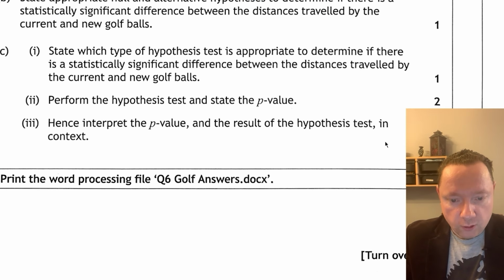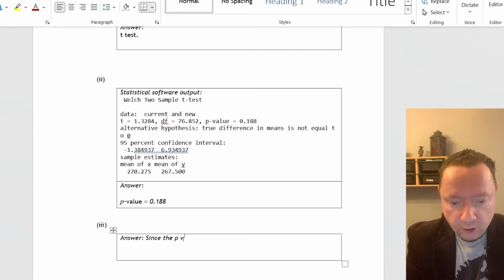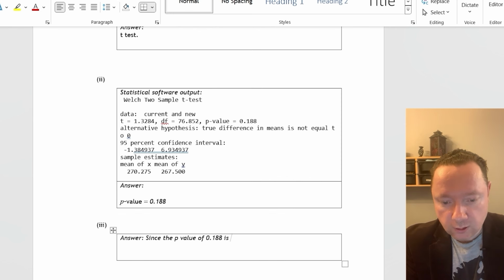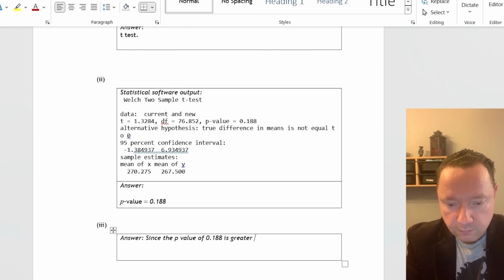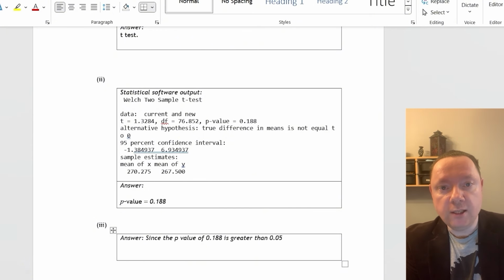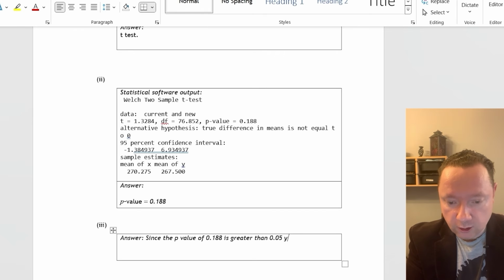Interpret the p-value and the result of our hypothesis test in context. So, since the p-value of 0.188 is greater than 0.05, you fail to reject the null hypothesis. If it's less than 0.05, you can reject the null hypothesis, but if it's greater than, you cannot reject it, but you can't say it isn't there. So you fail to reject the null hypothesis.